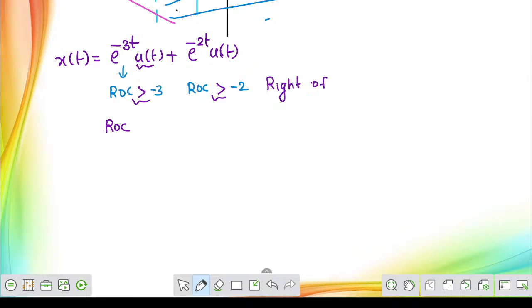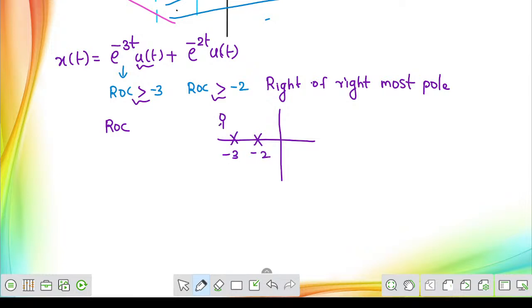Right of rightmost pole. You will have to choose right of rightmost pole as your answer. It will be your ROC. It means what? If you are locating the poles in their corresponding locations, one will be located at -2, another one will be located at -3. Now what you have to do is start your journey from here and reach the right of the rightmost pole.